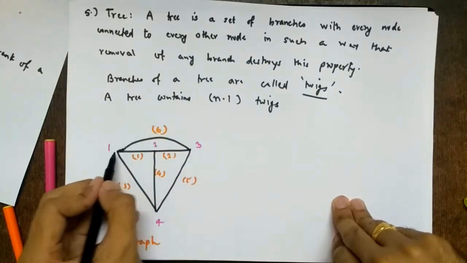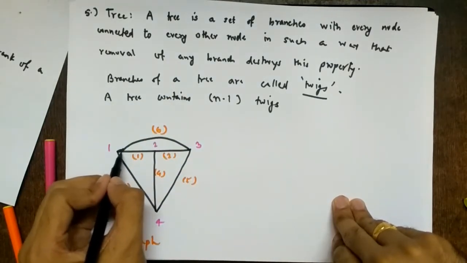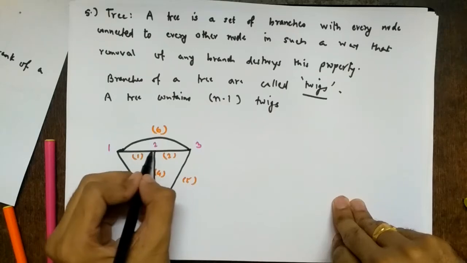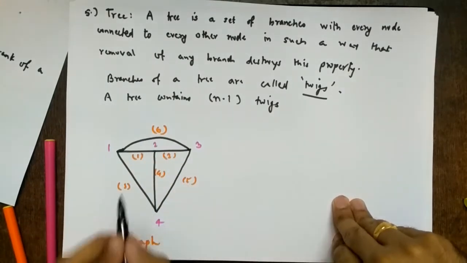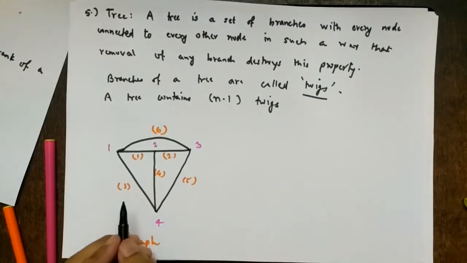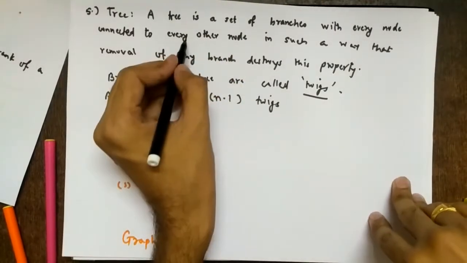Means what is the condition? If you are trying to draw a tree from this node, it should be connected to the next node. So it is connected to the next node, here it is connected, here it is connected. So in this particular graph, even if you start from anywhere, that condition is satisfied.